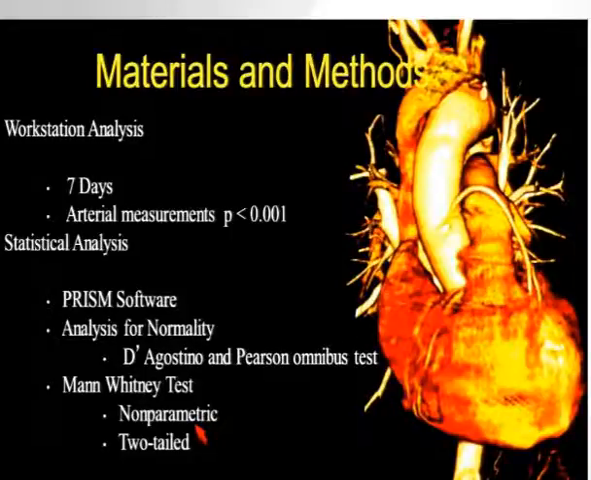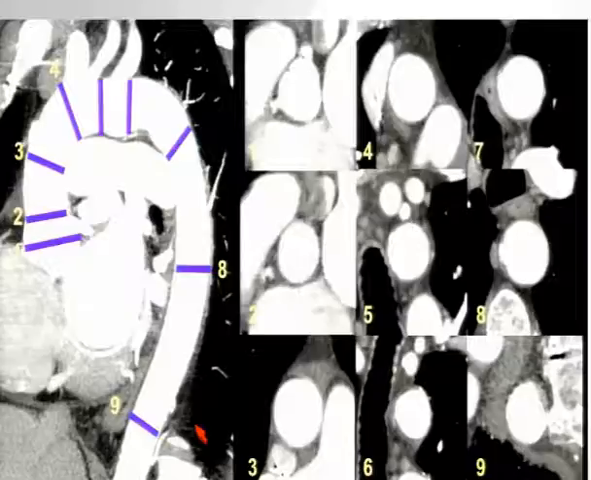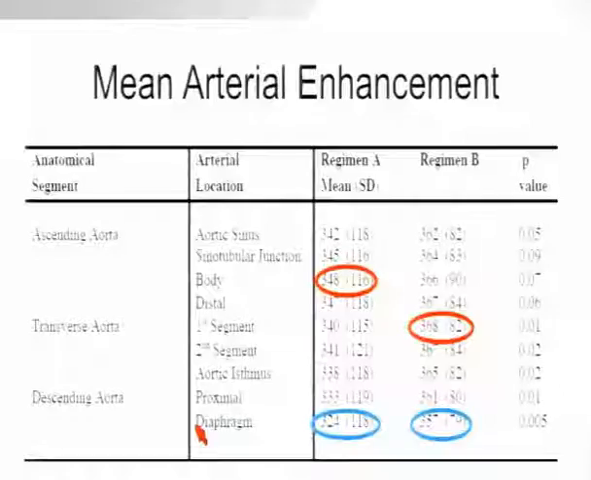Then we used the PRISM software for statistical analysis. We used the D'Agostino and Pearson omnibus test, and of course the Mann-Whitney test as well, which was non-parametric and two-tailed. So when we looked at measuring the opacification levels of the thoracic aorta, we looked at the surgical landing zones, the sinotubular junction, at the aortic sinus, midway through the ascending aorta, and so forth.